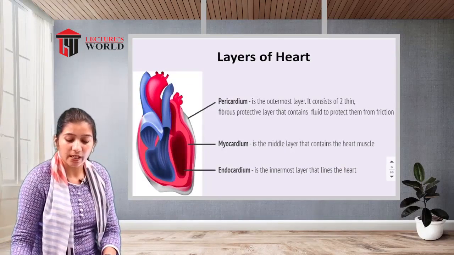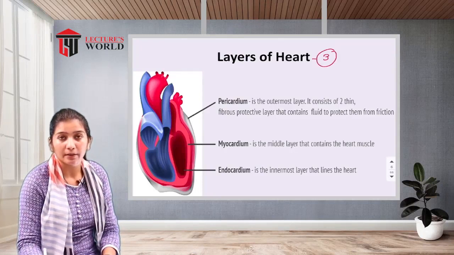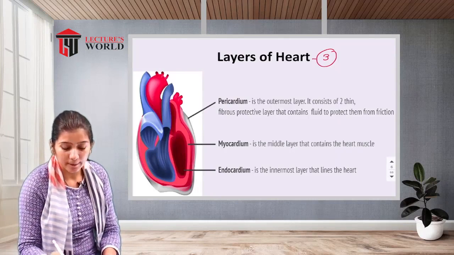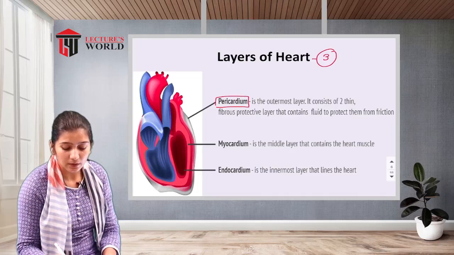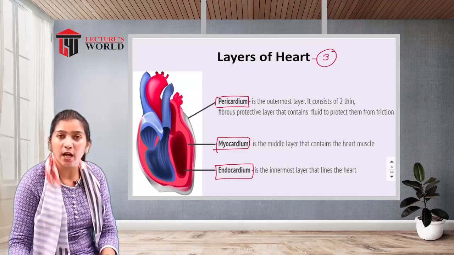So you can see there are mainly three layers of the heart. The heart is made up of three muscular layers. First is the pericardium. The middle one is known as the myocardium, and the innermost layer is known as the endocardium.